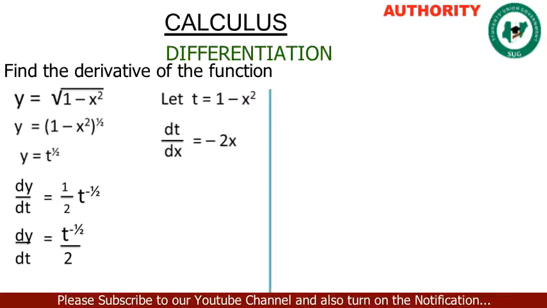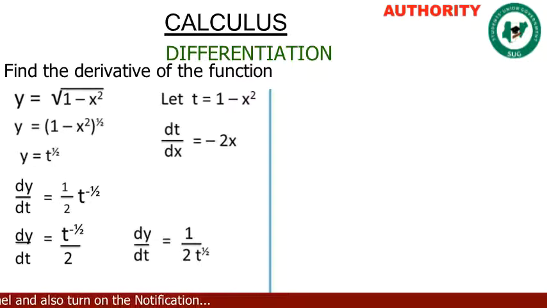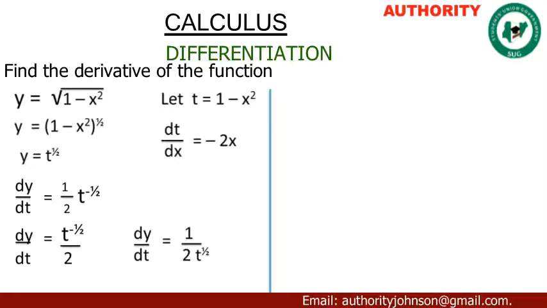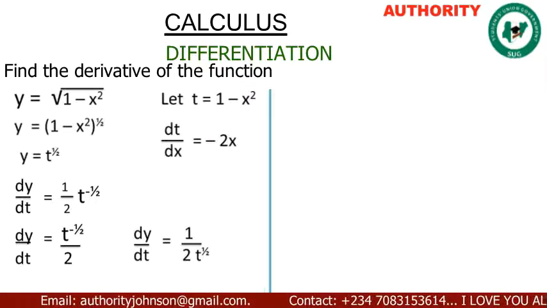Now this t raised to power minus 1 all over 2 can be written as 1 all over t raised to power 1 all over 2. So when you perform this operation, we are going to have dy all over dt is equal to 1 all over 2t raised to power 1 all over 2. Okay, now we discovered that this power 1 all over 2 is the same as square root.